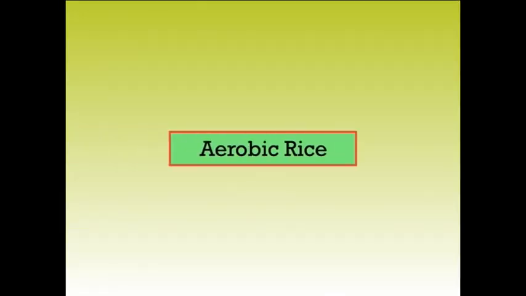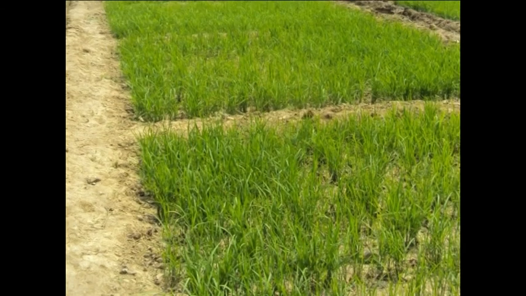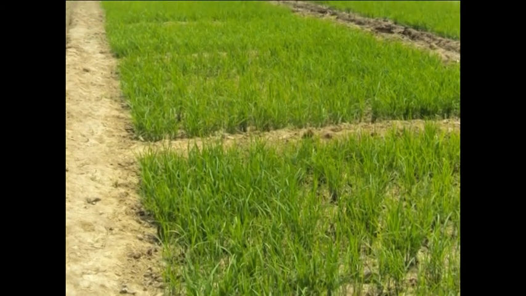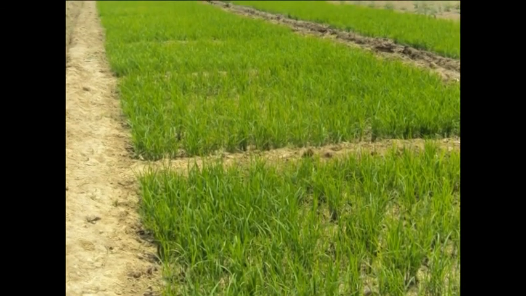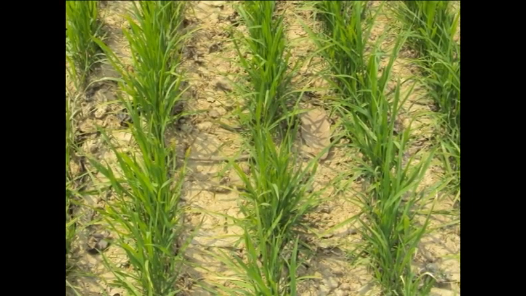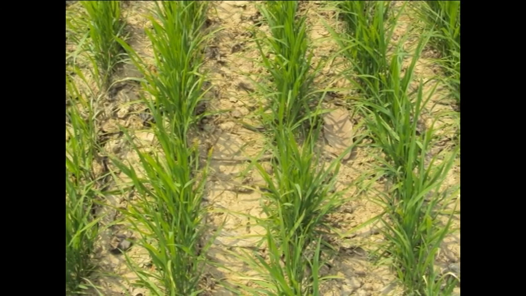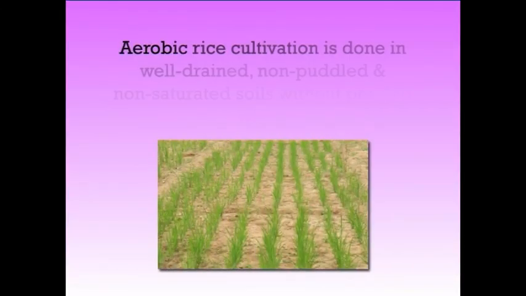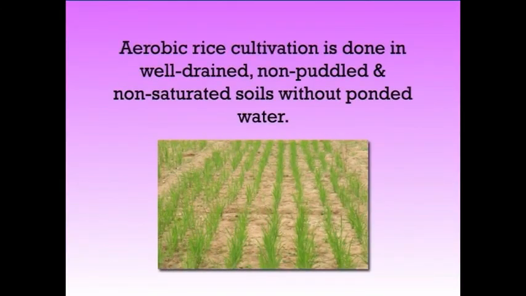The next resource-conserving technology I would like to mention is aerobic rice. It is a new concept of growing rice using less water in non-puddled aerobic soil using supplementary irrigation just like upland crops. Aerobic rice cultivation is done in well-drained, non-puddled and non-saturated soil without ponded water.